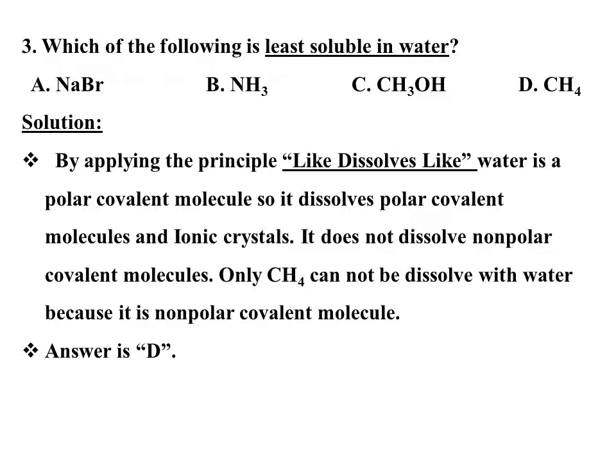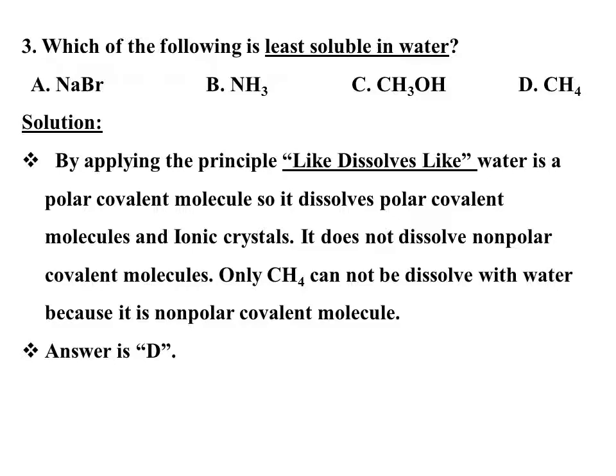Question number 3. Which of the following is least soluble in water? A. Sodium bromide, B. Ammonia, C. Methanol, D. Methane. By the principle called like dissolves like, polar covalent molecules and ionic compounds dissolve in polar solvents like water, and non-polar covalent molecules dissolve in non-polar solvents like benzene and carbon tetrachloride.